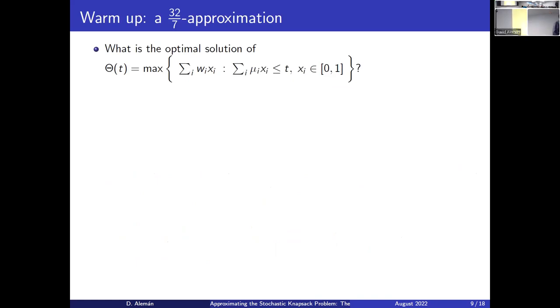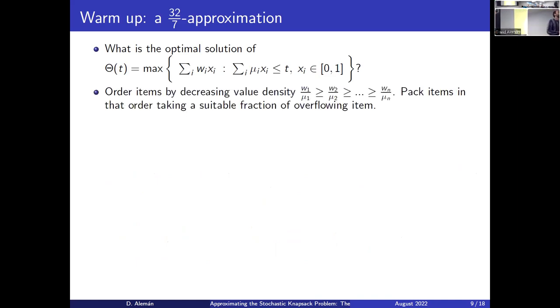Okay. Now let's take a look at this LP. This LP is relatively simple. It's the intersection of the unit hypercube with a half space. There's only one constraint not involving the hypercube. So in that case, we order the items by decreasing value density, in the sense that W1 by mu of one is at least W2 by mu of two, and so on. Well, in here, I'm assuming that the mu of i's are larger than zero.